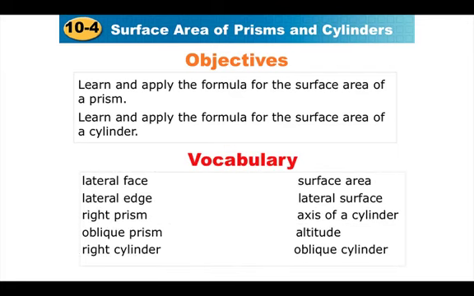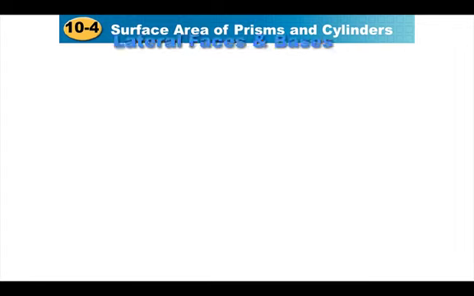Vocabulary, I'll read them to you. Lateral face, lateral edge, right prism, oblique prism. Actually, I'm going to stop, but I'm sure you can follow along. I'm just trying to point out there are quite a few terms that you need to know from this section. Let's move on to the next slide.